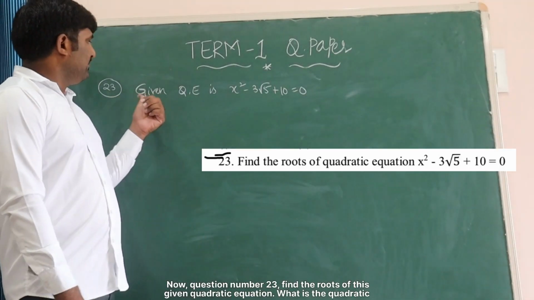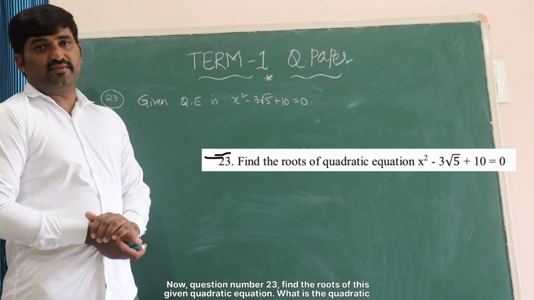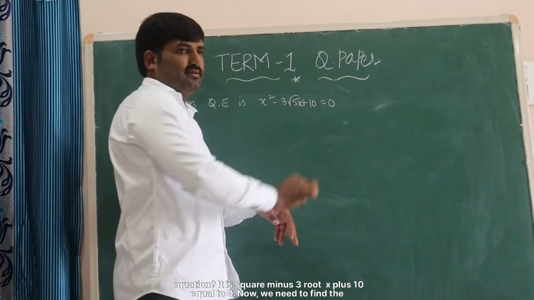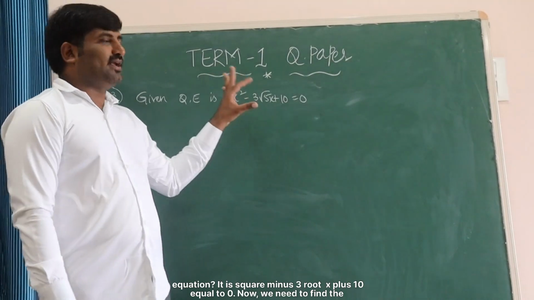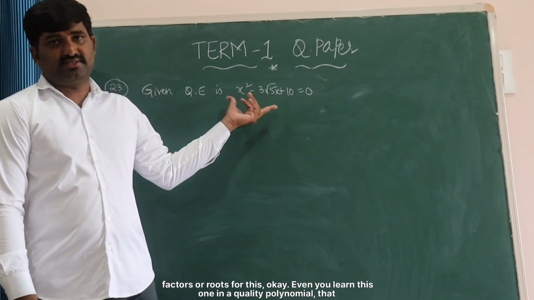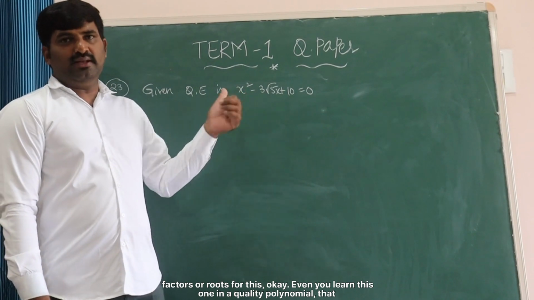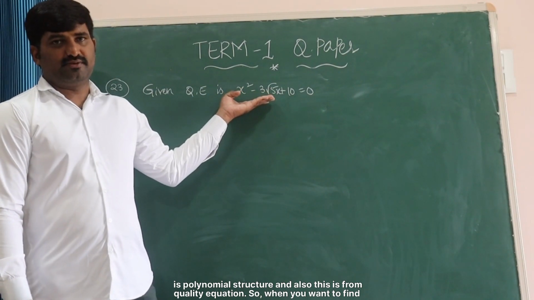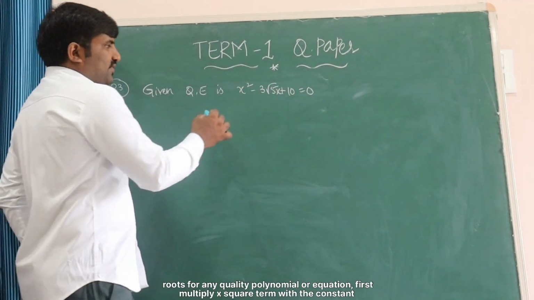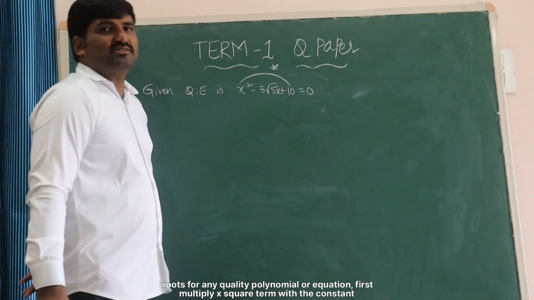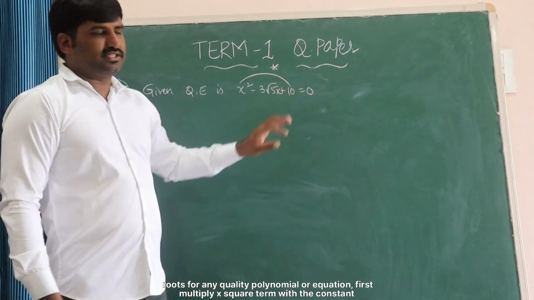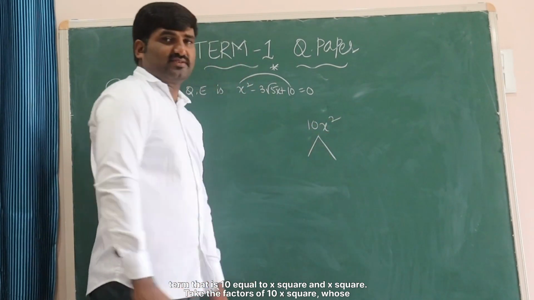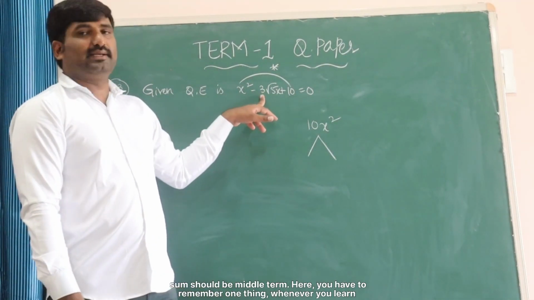Now question number 23. Find the roots of this given quadratic equation. What is the quadratic equation? X square minus 3 root 5 x plus 10 equal to 0. Now we need to find the factors or roots for this. You learn this in the polynomials chapter, and also in quadratic equations. So when you want to find roots for any quadratic polynomial or equation, first multiply the x square term with the constant term, that is 10 into x square, 10x square. Take the factors of 10x square whose sum should be the middle term.